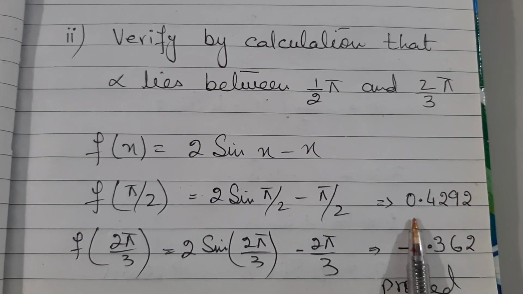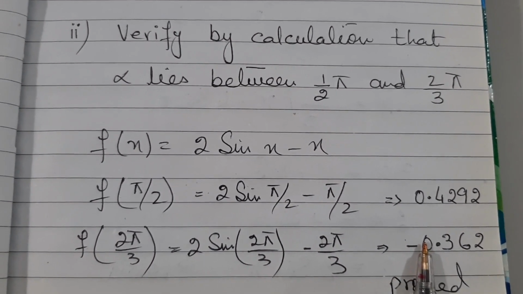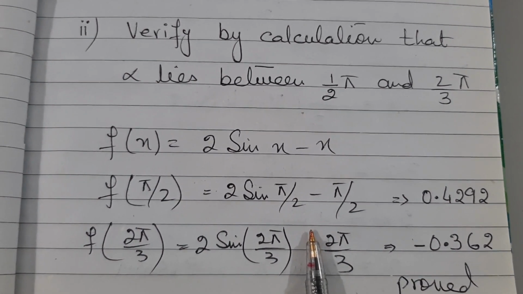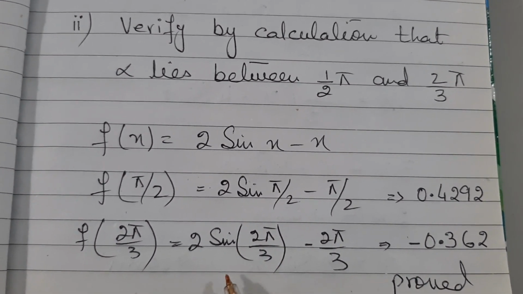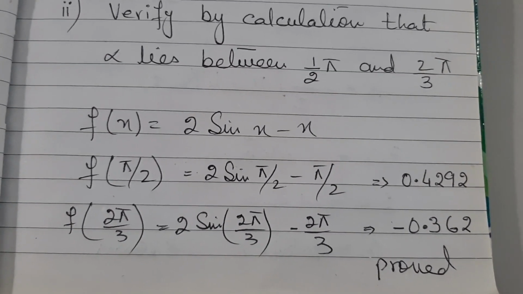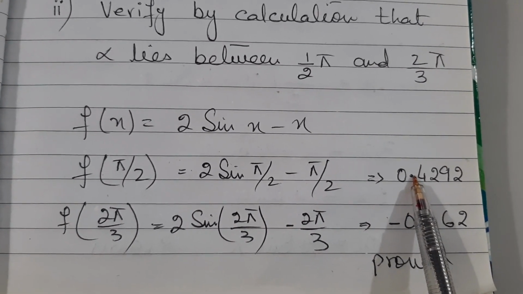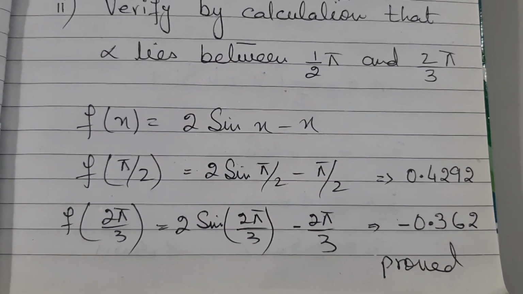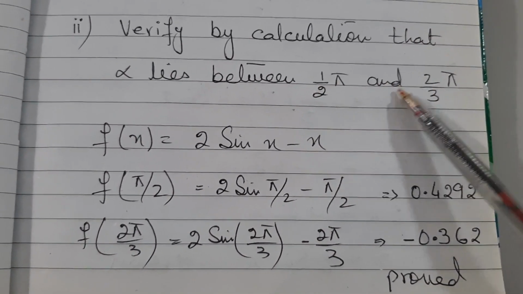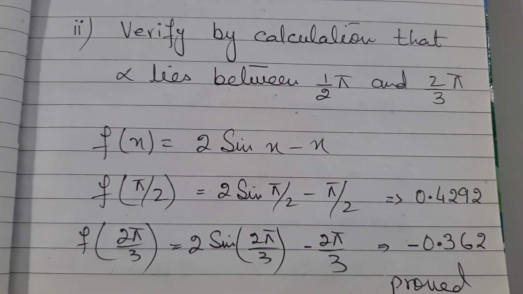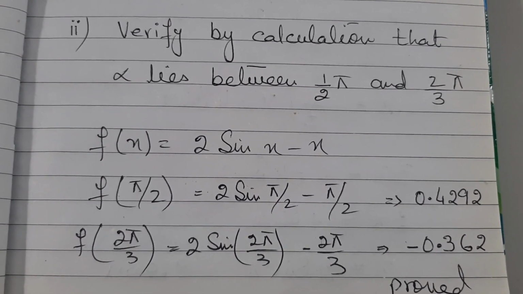So my one answer is coming positive, other negative. And remember, keep the mode here radian, because we are talking in terms of pi. So change the mode of the calculator. Once one is plus, one is minus, it is proof that the root lies between these two x values. Now let's see the third part of the question.